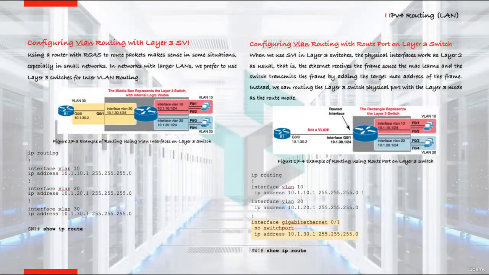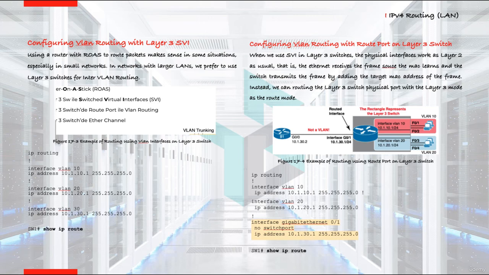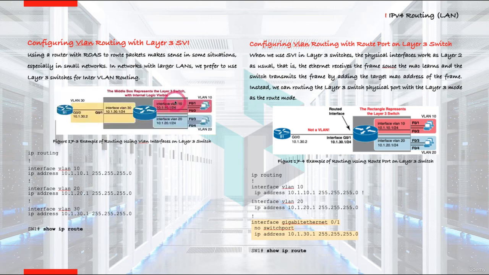Let's look at configuring VLAN routing with SVI on a layer 3 switch. We have a layer 3 switch here. They put a router symbol here, but it's actually a layer 3 switch, and because a layer 3 switch has a routing feature, they put a router icon here. There are VLAN 10 and VLAN 20 on the layer 3 switch. Our users in VLAN 10 and VLAN 20 use the layer 3 switch as the gateway.